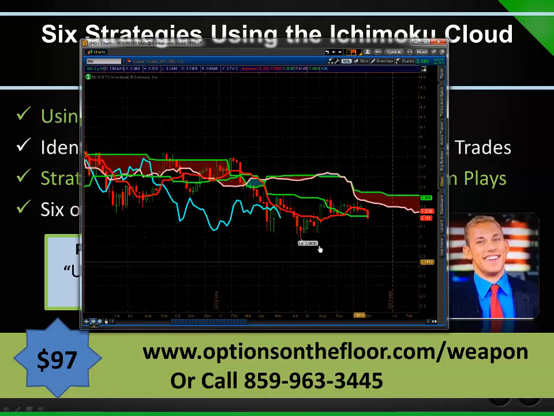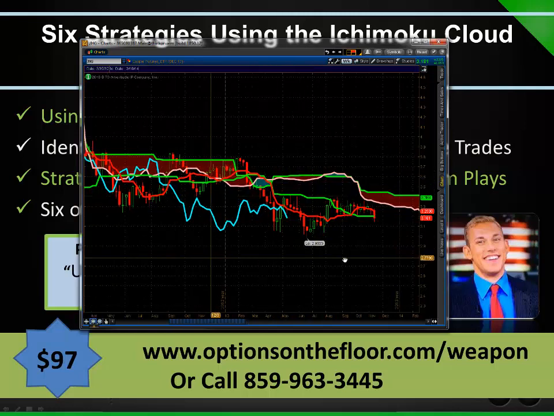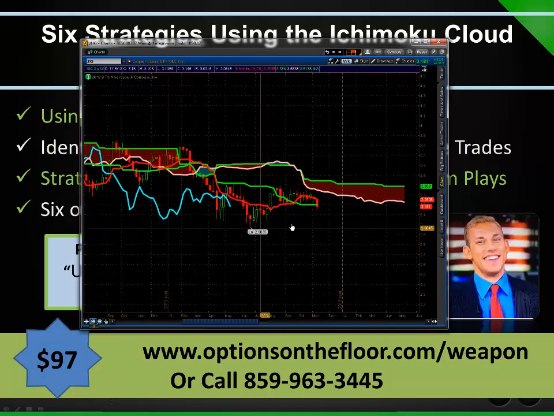On the weekly setup, you had a short setup here at 340 in copper futures with a stop above 365. You could technically short copper futures here at 325 with a stop above 350.